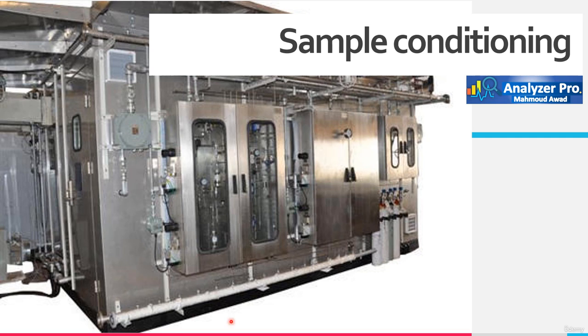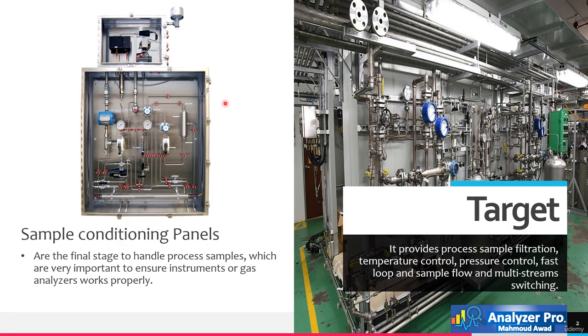Finally, the sample has reached the sample conditioning panel. Sample conditioning panels are the final stage to handle process samples, which are very important to ensure instruments or gas analyzers work properly. Its target is to provide process sample filtration, temperature control, pressure control, fast loop and sample flow adjustment, multi-stream switching, calibration, introduction to analyzer and lab sample facility.